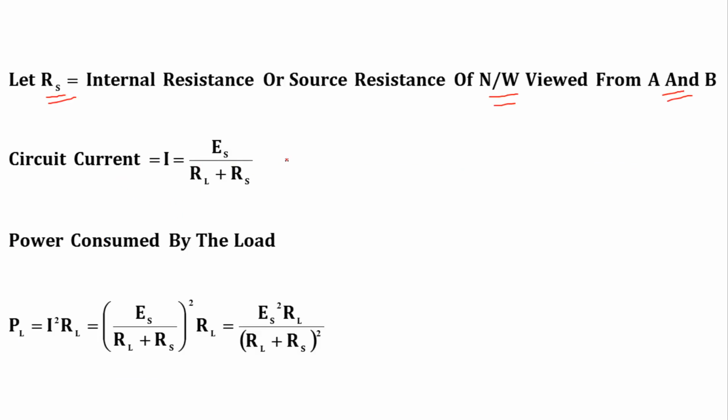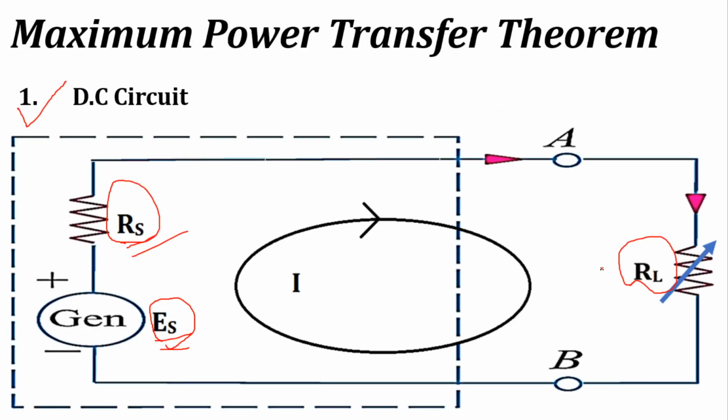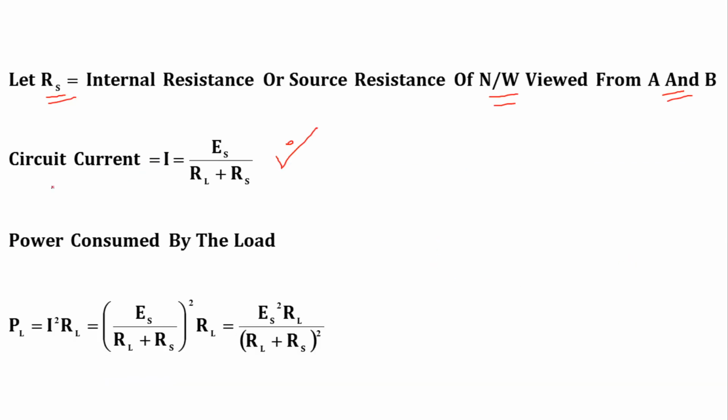Now the current of the network: we can say that this RS and RL are in series. So let's suppose the loop current is equal to I, and that is equal to the EMF divided by the total resistance. The total resistance is RS plus RL. So the loop current I is equal to ES upon RL plus RS.